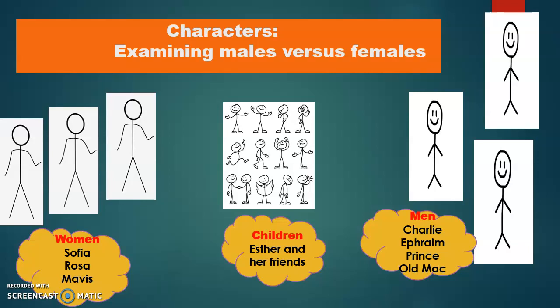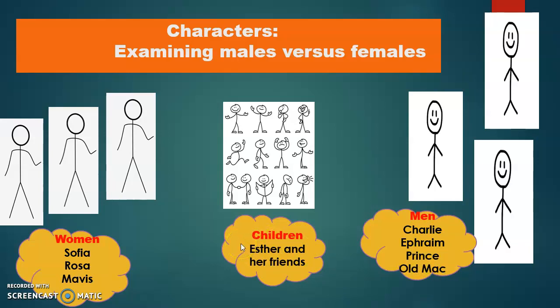Errol John has presented us with characters. And one way of looking at them, we could line them up. On one side, females. On the other side, males. When you do that, maybe we're doing an analysis of the social situation of men and women in Caribbean society. And so our women are Sophia, Rosa, Mavis. Our males are Charlie, Ephraim, Prince, Old Mac. And there are children playing ring games, and there's Esther.